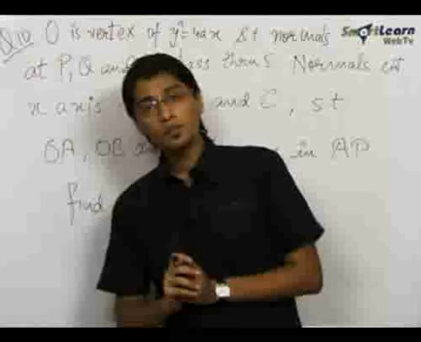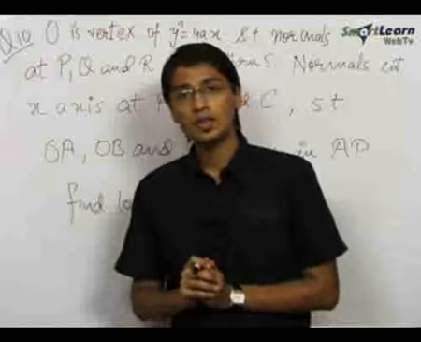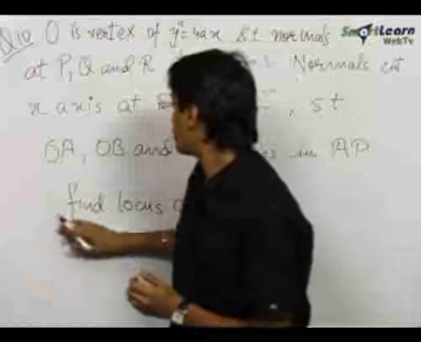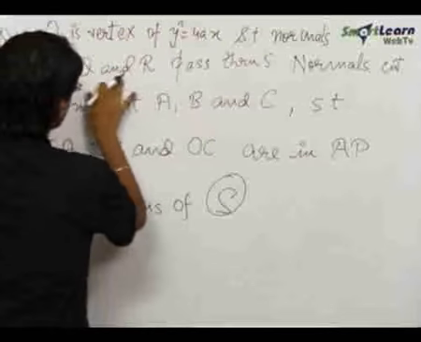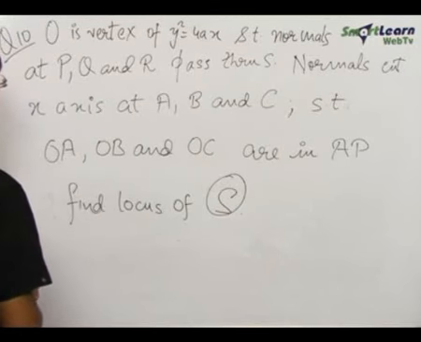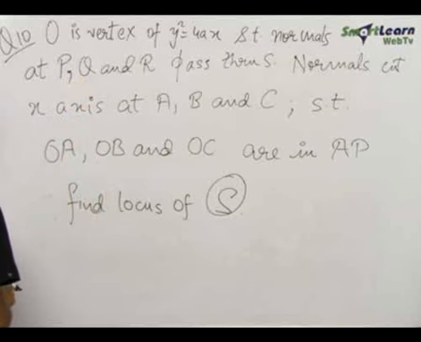I would suggest you attempt these kind of lengthy problems or tricky problems in such a way that you go step by step and try to cover each and every data which has been given in the problem. First of all, it is given that three normals have been made at points P, Q and R.